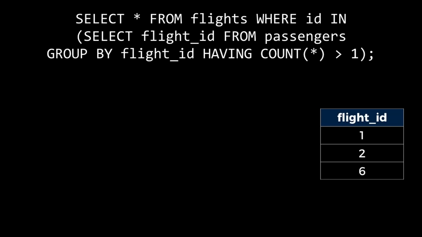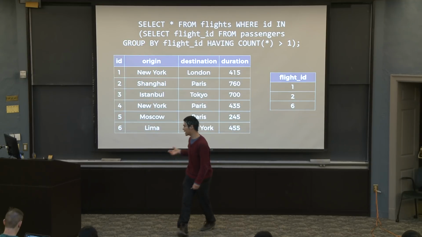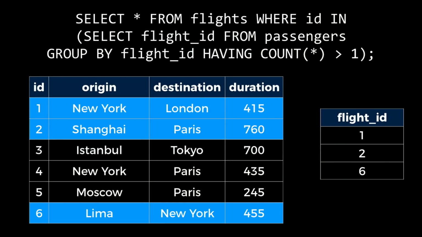And so what is this query going to do? Exactly. We're going to get all the flight information, the origin, the destination, and the duration for only the flights that have more than one passenger.